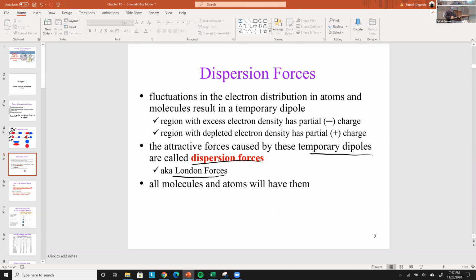Okay, any questions on dispersion forces? Okay. Moving on.